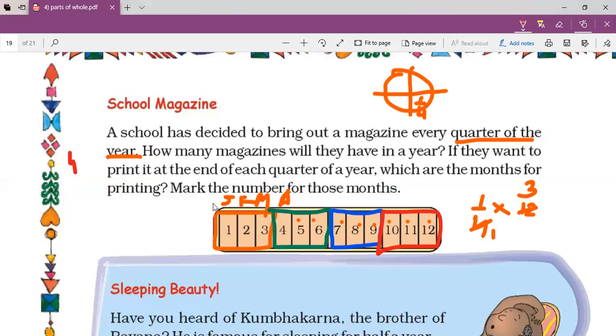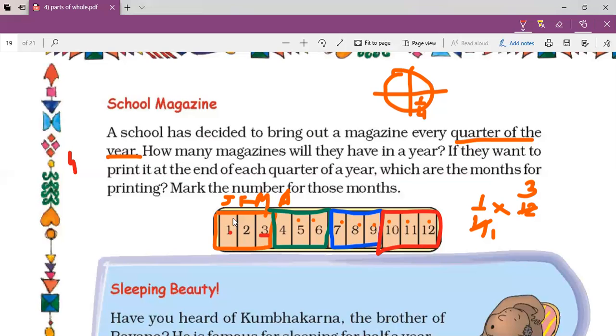Now if they want to print it at the end of each quarter of a year, let's take this first quarter. January, February, March: which is the end month of the quarter? It is March, that means the third month. So what they are asking is, if they want to print it at the end of each quarter of a year, which are the months for printing? Mark the number for those months.